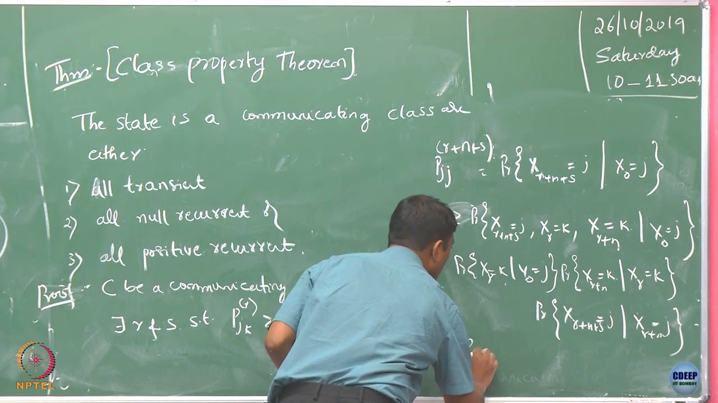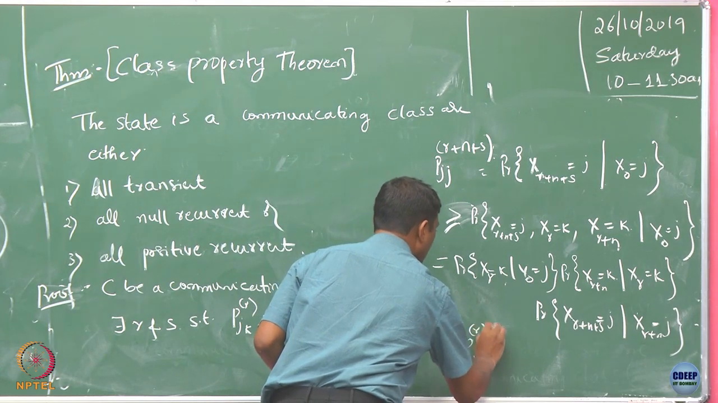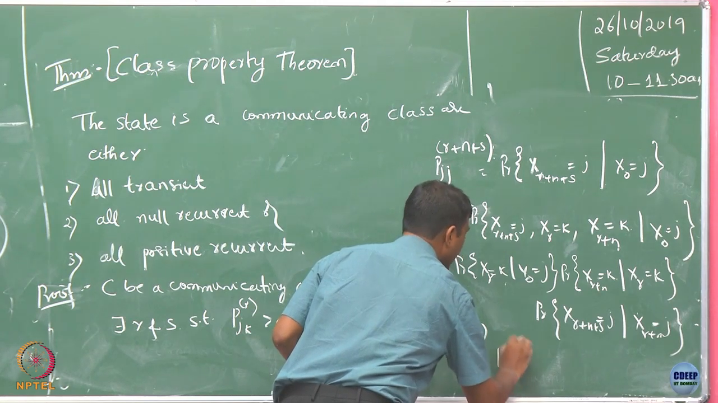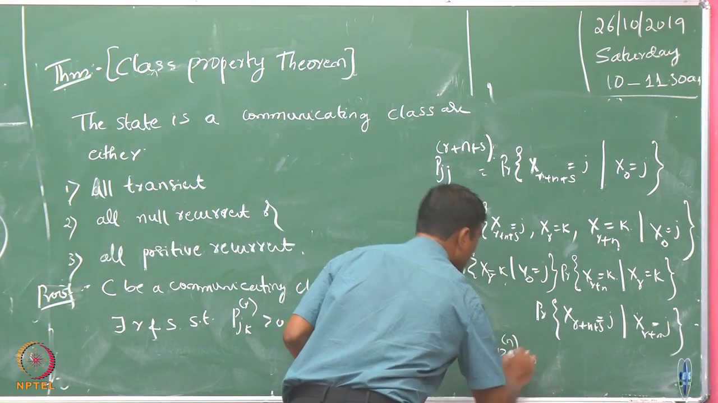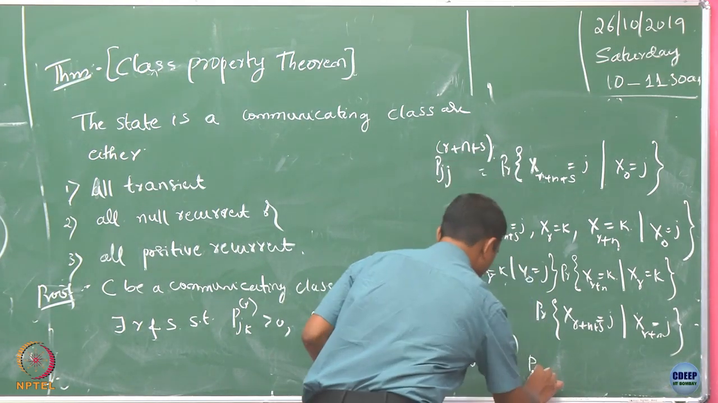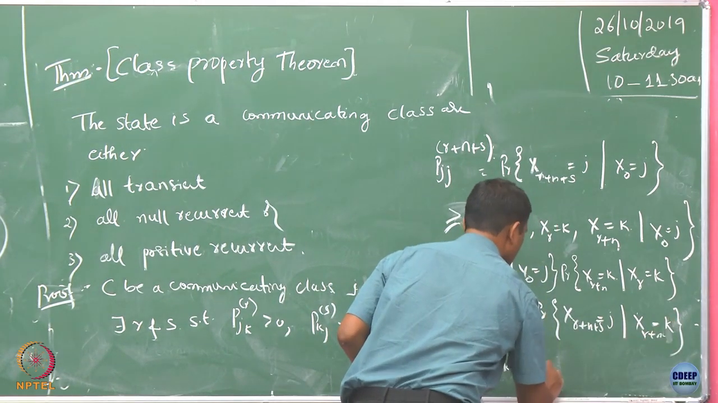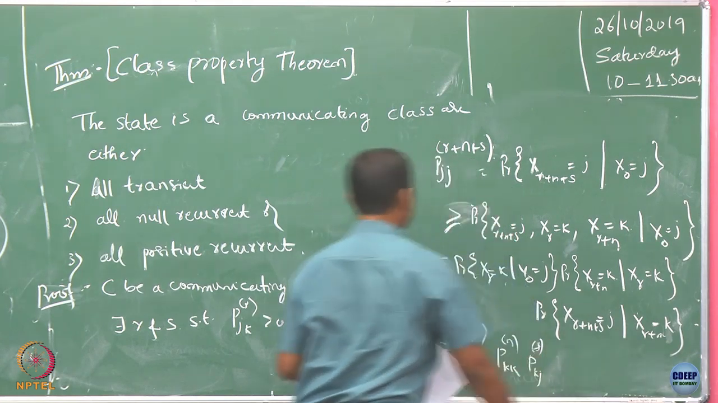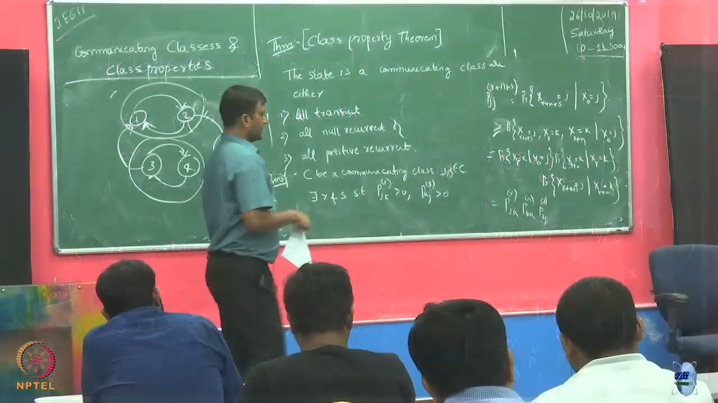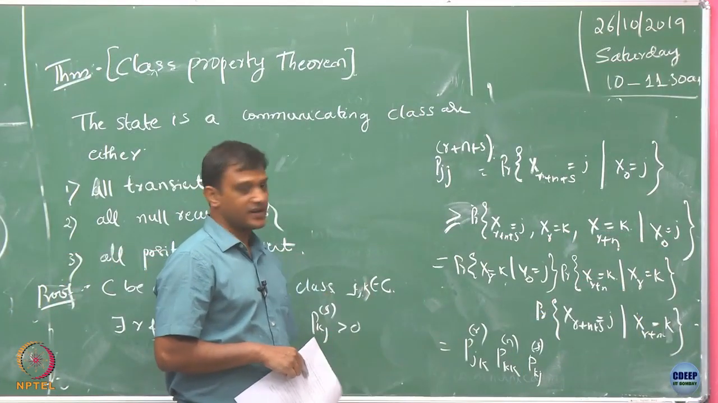P_jk in r rounds, then P_kk in n rounds, and then P_kj, this is going to be j. Now this is k here, this is going to be P_kj in s rounds. Is this correct? I have just applied the chain rule and the Markov property, and this is just by definition.